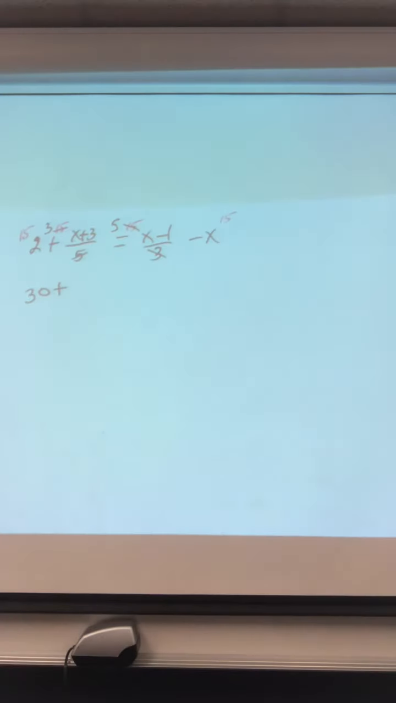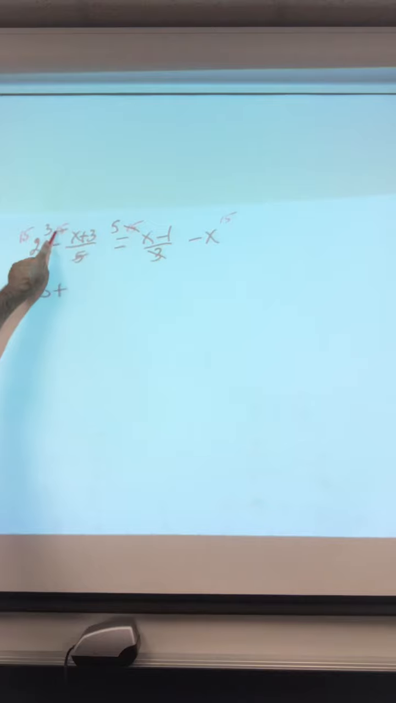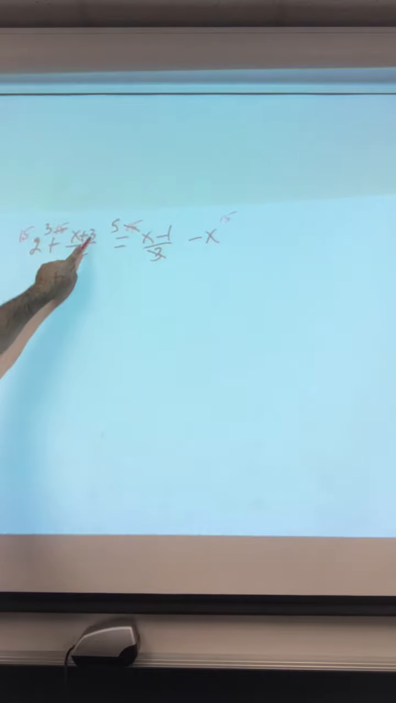Now this is where you have to be careful. When you cancel this 5 into this 15 and it leaves 3, this 3 has to multiply everything else that you see there. So when you do this, this is not going to be 3x plus 3. This 3 has to multiply both of these terms in that numerator. So it's going to be 3x plus 9.